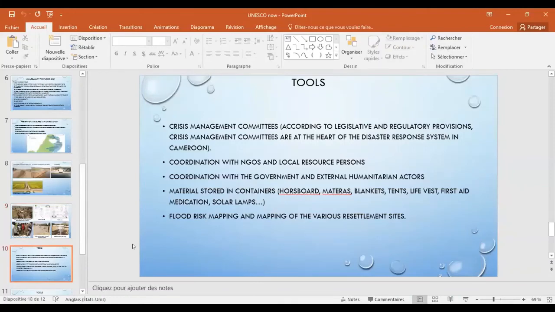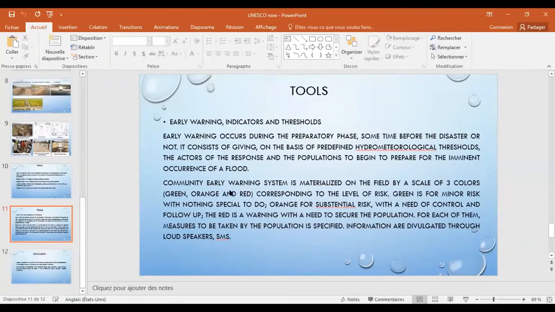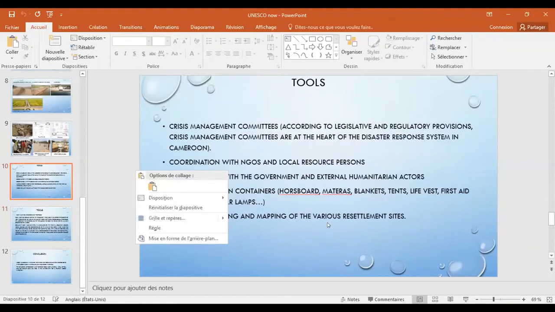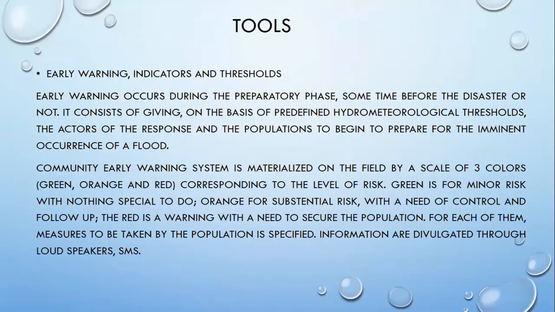Okay, let's talk about the tools that have been developed. We have communities for crisis management. We have coordination with NGOs and local resource persons. We have materials stored in containers, like houseboats, mattresses, blankets, tents, and medicine. We have flood risk mapping and mapping of the various resettlement sites and others.